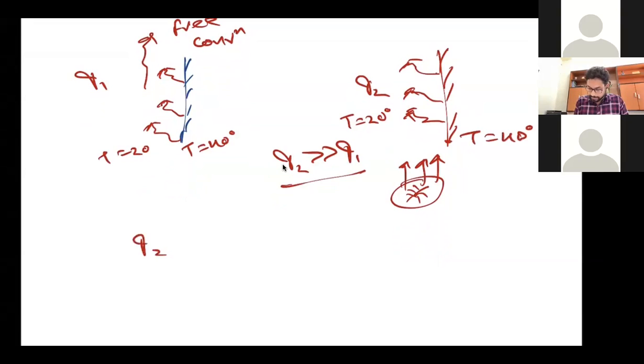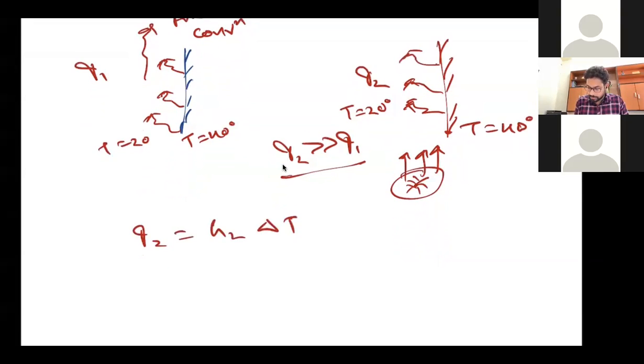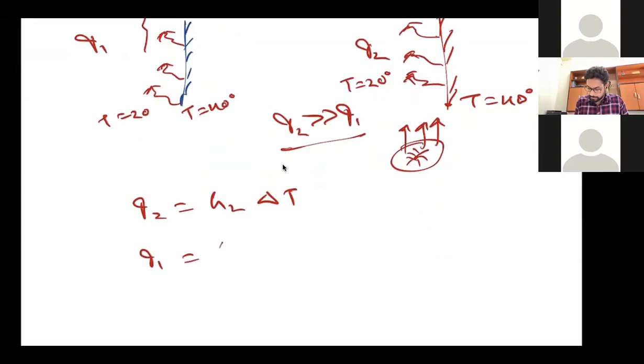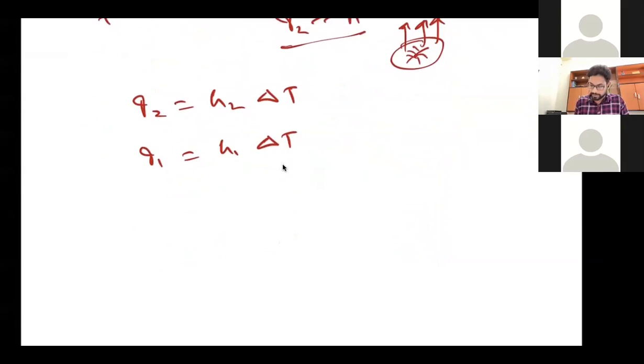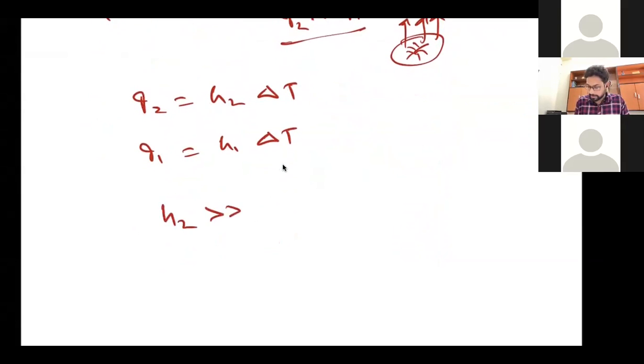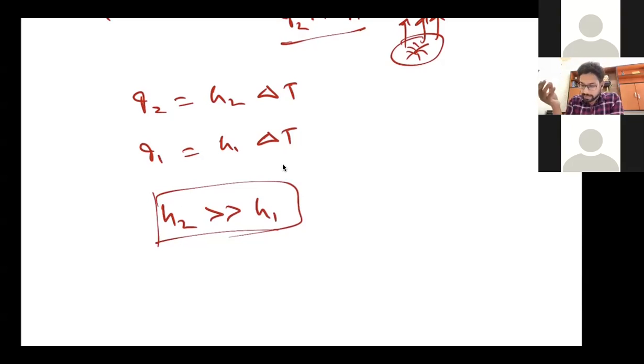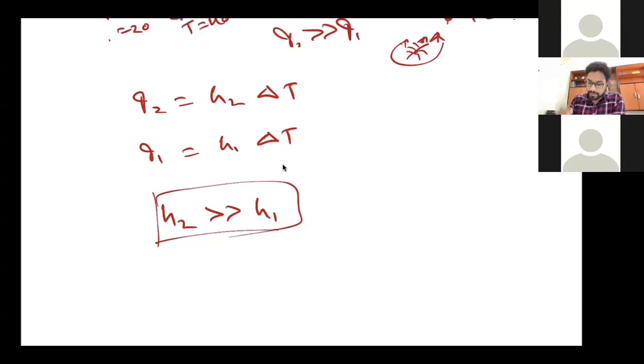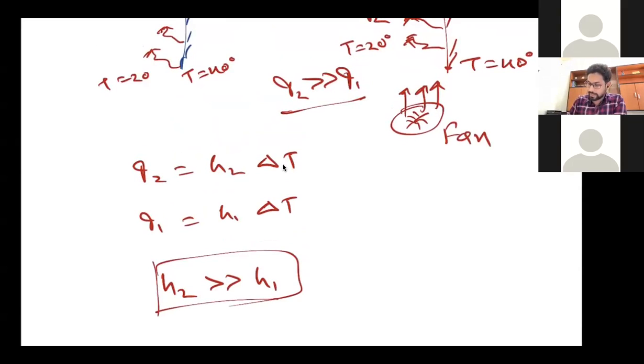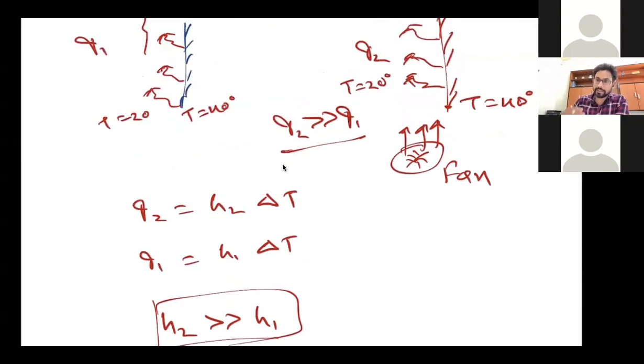And why is that? Because Q2 now has H2 delta T and Q1 is H1 delta T, where H1 and H2 are heat transfer coefficients and H2 is much greater than H1. Okay, that's the heat transfer coefficient. So how do we increase the heat transfer coefficient in any medium? We just add external energy. For example, here we are adding it in the form of a fan, right? So when we run the fan, we are giving electrical energy, and that electrical energy is converting into mechanical energy, right? And that mechanical energy is actually increasing the heat transfer.